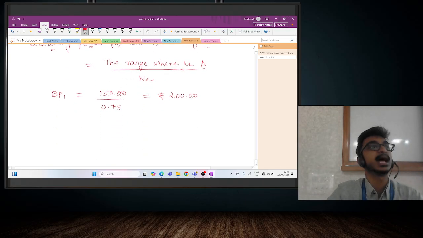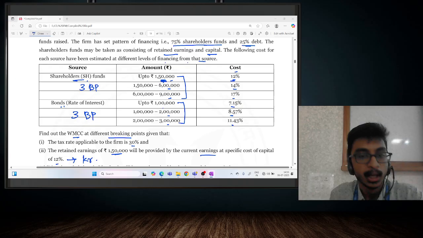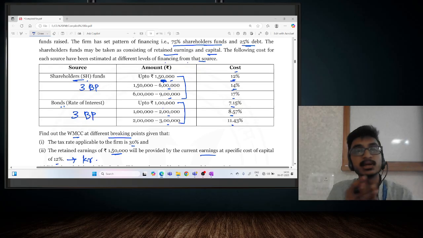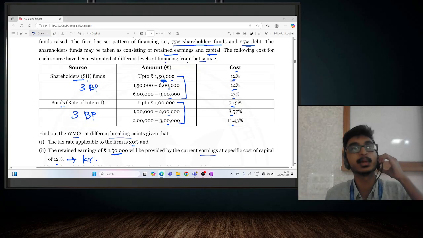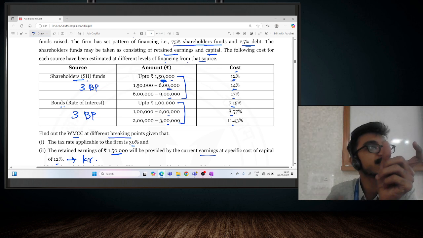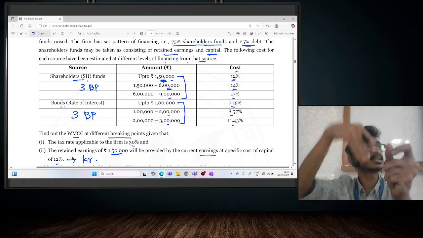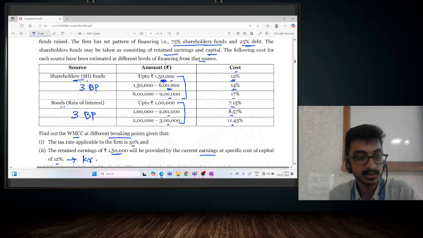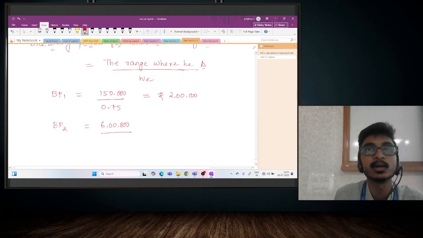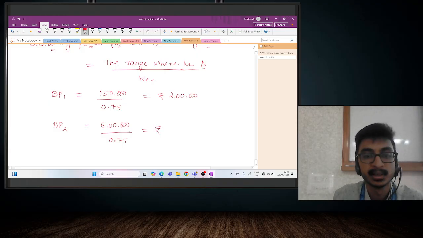Now similarly, let's calculate the second breaking point. Breaking point 2. Up to 6 lakh rupees we can raise shareholders fund at 14%. But if you are going beyond 6 lakh rupees, cost of equity changes to 17%. So we can say that 6 lakh is the point where KE changes. First at 1,50,000 rupees KE changes, next at 6 lakh rupees KE changes. So breaking point 2 will be 6 lakh divided by the weight of equity, same 75%. We get 8 lakh.